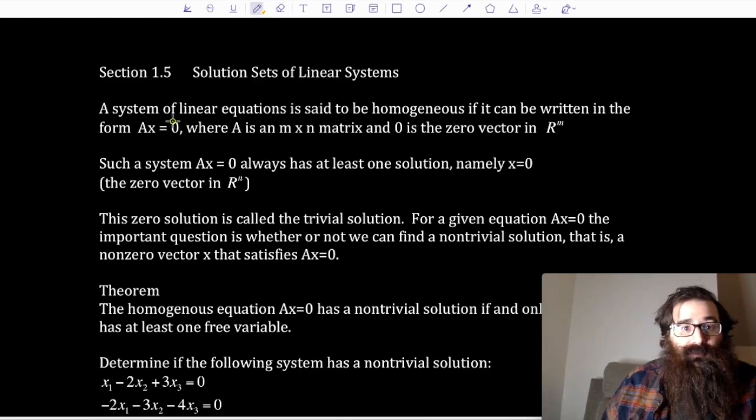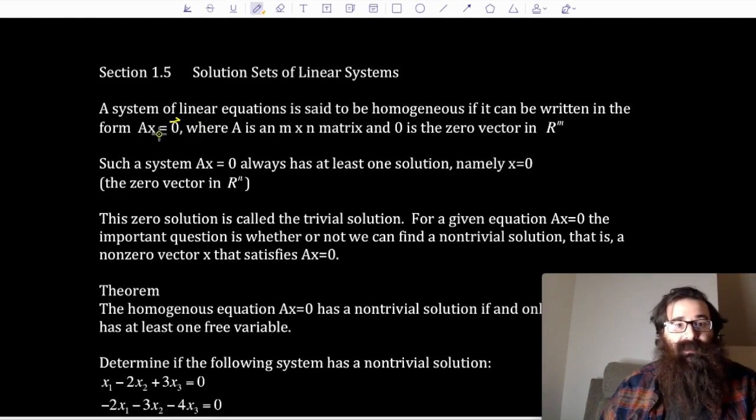I mean Ax equals 0, where here 0 refers to the zero vector. A is a matrix, x is a vector, equals 0, the zero vector. So not the number 0, but the zero vector. Such a system, Ax equals 0, always has at least one solution, namely when x is equal to the zero vector. And this isn't necessarily the same vector. This is the zero vector in Rn.